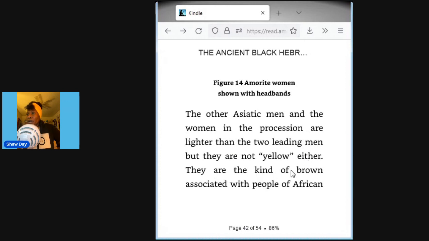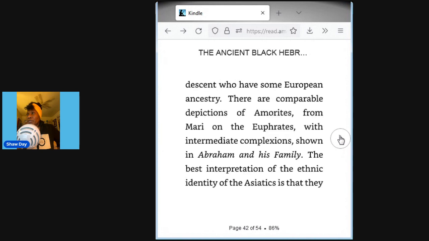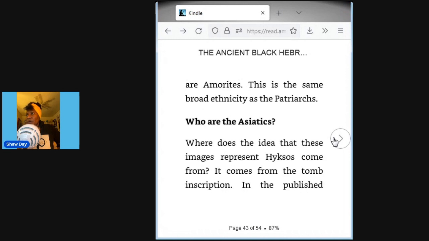It says they are the kind of brown associated with people of African descent who have some European ancestry. There are comparable depictions of Amorites from Mari on the Euphrates with the intermediate complexion shown in Abraham and his family. The best interpretation of the ethnic identity of the Asiatics is that they are Amorites. This is the same broad ethnicity as the patriarchs. And they're going to say, who are the Asiatics?